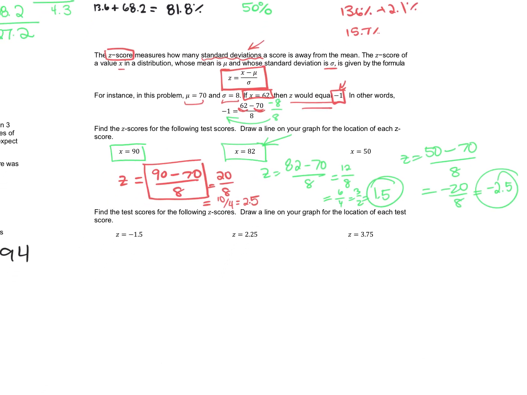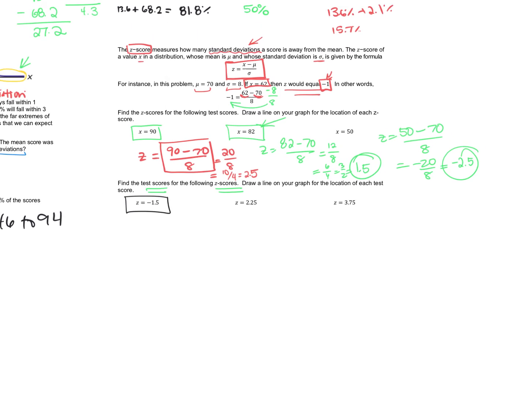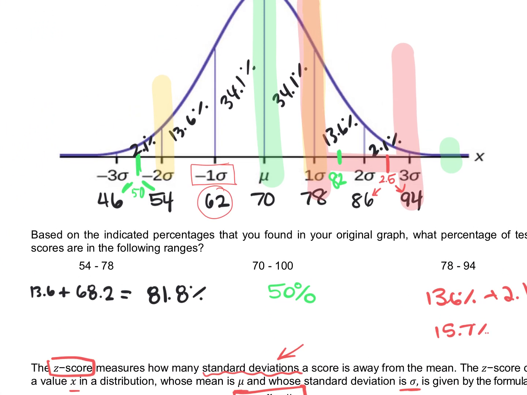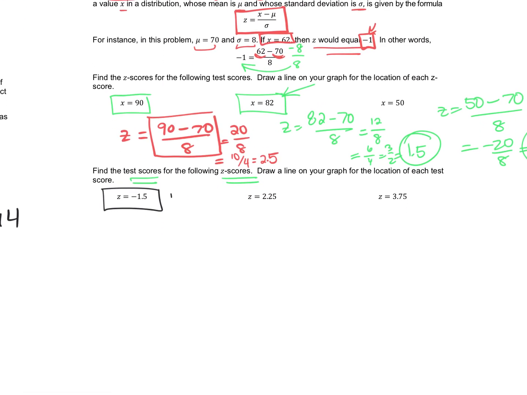Now going the other way, if we want to find the actual test score related to the z-score, let's see, if we're looking at z equals -1.5, and I could use my picture, we'll back it up both ways. -1.5 would have to sit right in the middle between -1 and -2. Since that distance is 8, if I take 4 away from 62, or go the other way, add 4 to 54, that puts 58 right in the middle. So my guess, just by looking at the picture, is that my test score would be 58.